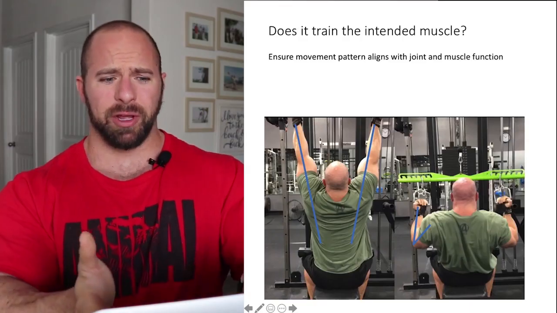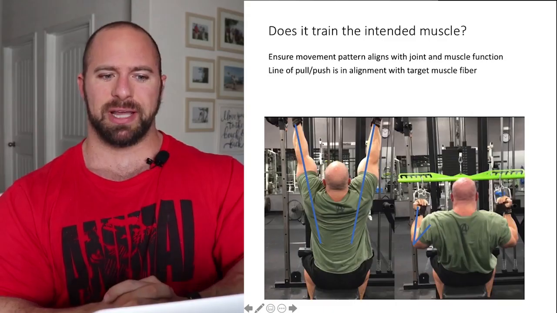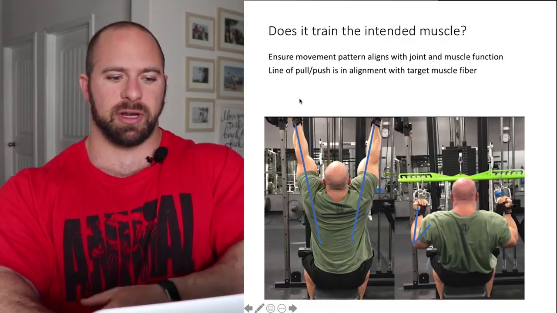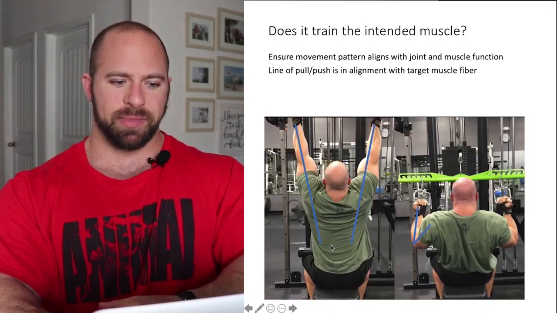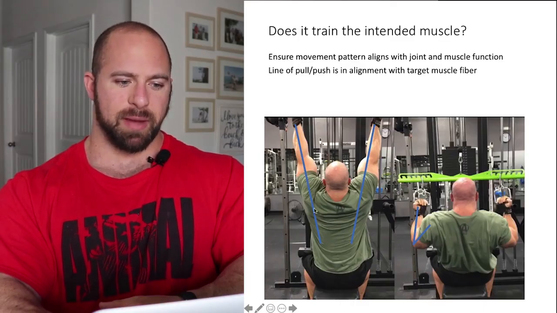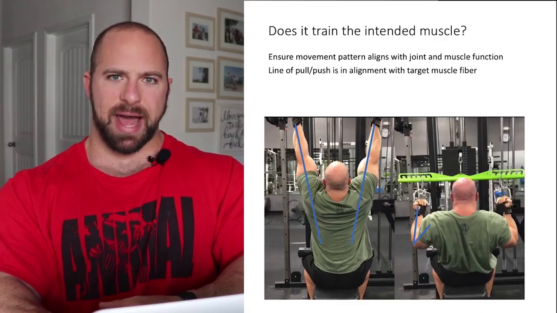So what we might look at is whether the line of pull and push is in alignment with the target muscle fiber. If you look on this chart, when my arms are fully extended, we see the lat fibers, which originate around the spine and come up and connect to the humerus. So you have fibers that run at this diagonal up to the upper arm. And so if the lat fibers are going to be in that line of pull, that's where we want the arm direction to be as well.